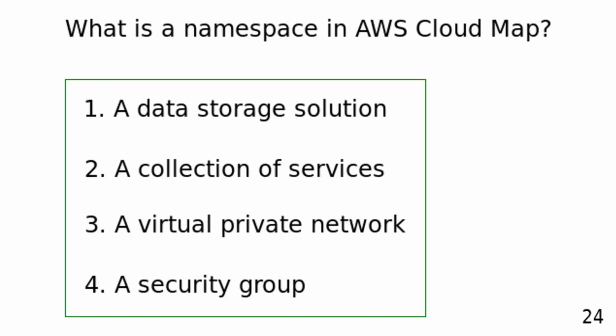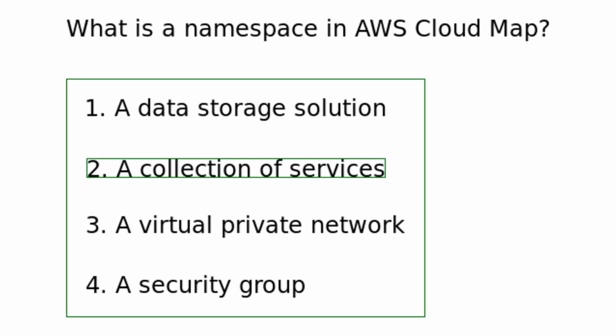What is a namespace in AWS Cloud Map? A data storage solution. A collection of services. A virtual private network. A security group. In AWS Cloud Map, a namespace is a container for all the services that share the same DNS namespace, allowing for easy management and discovery of related services.